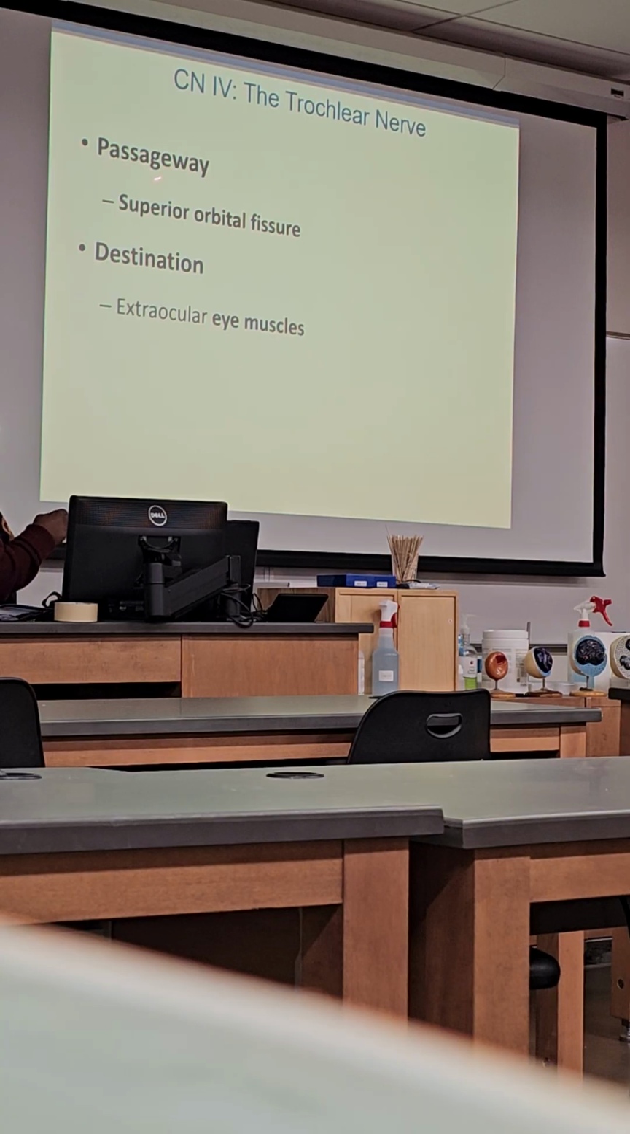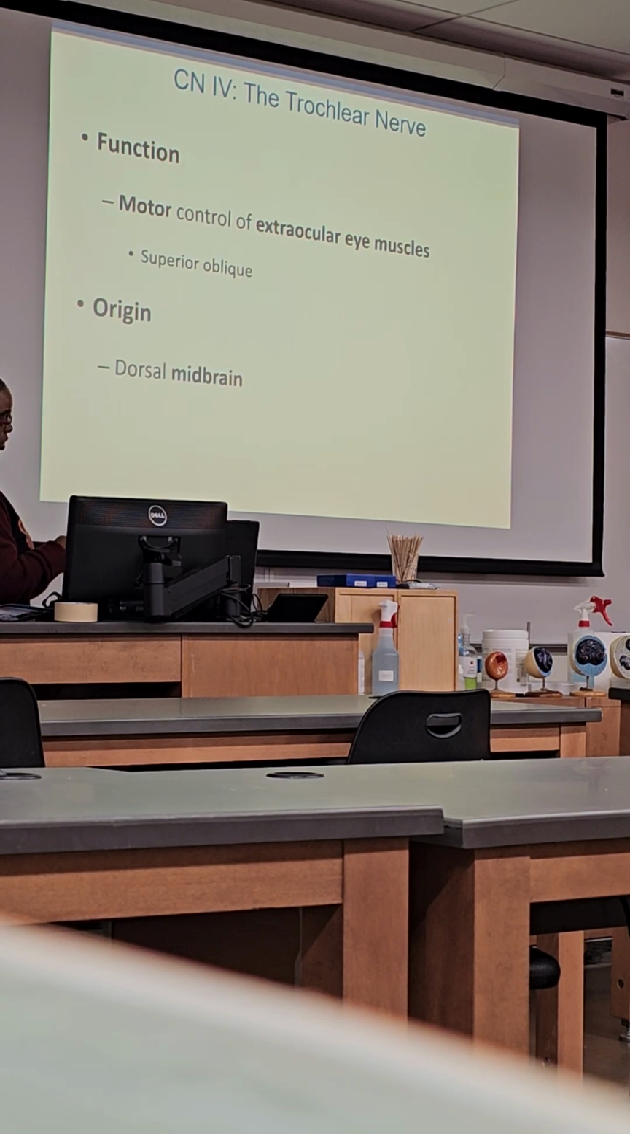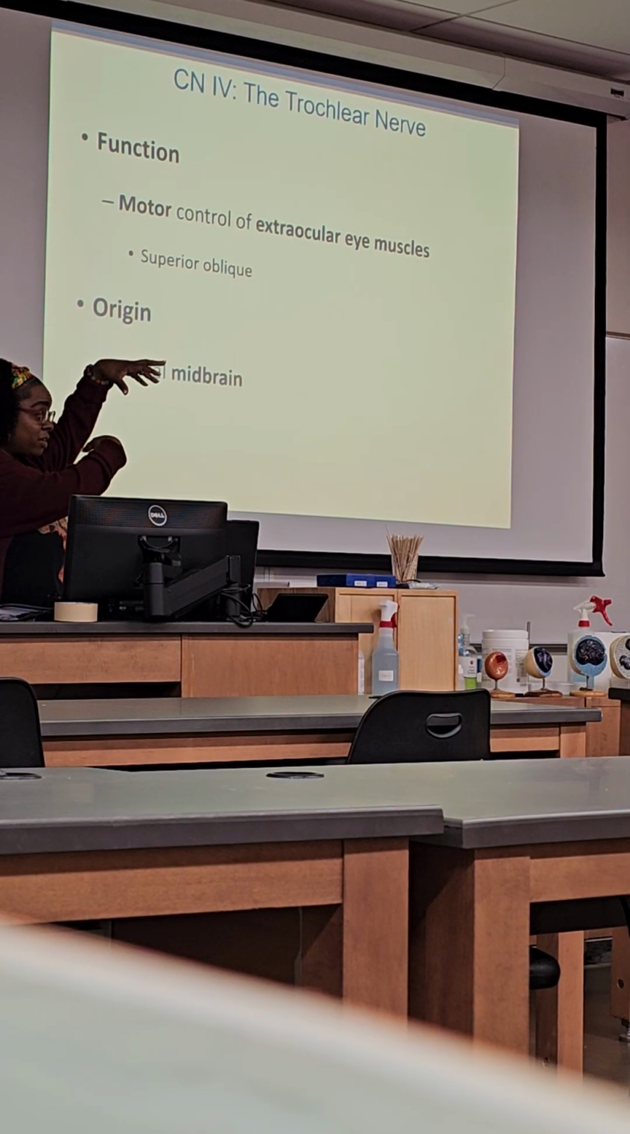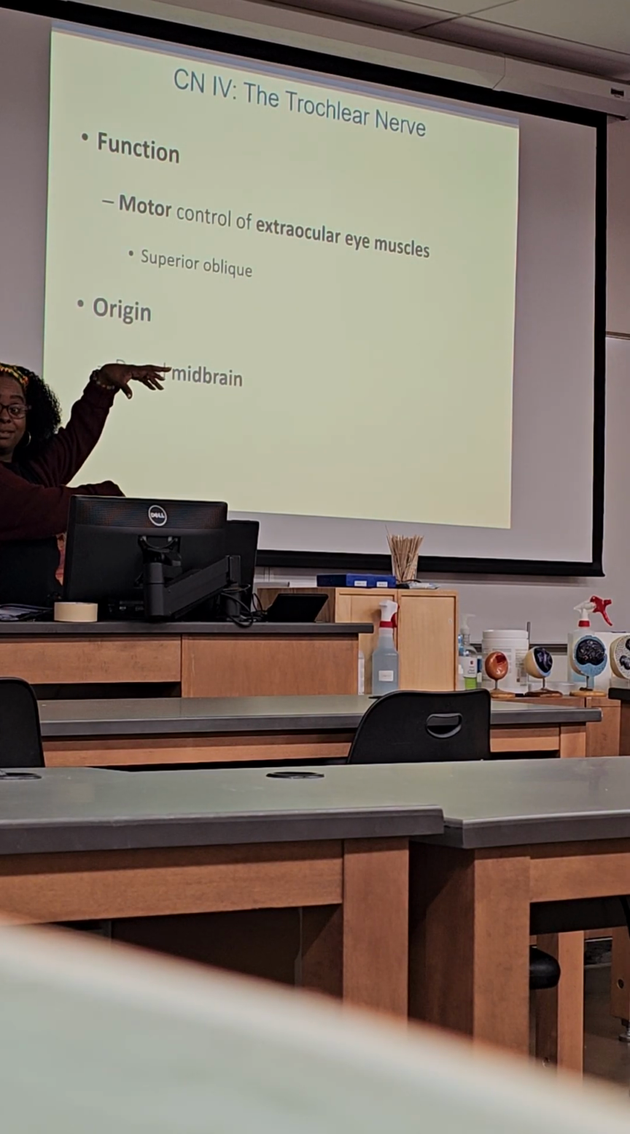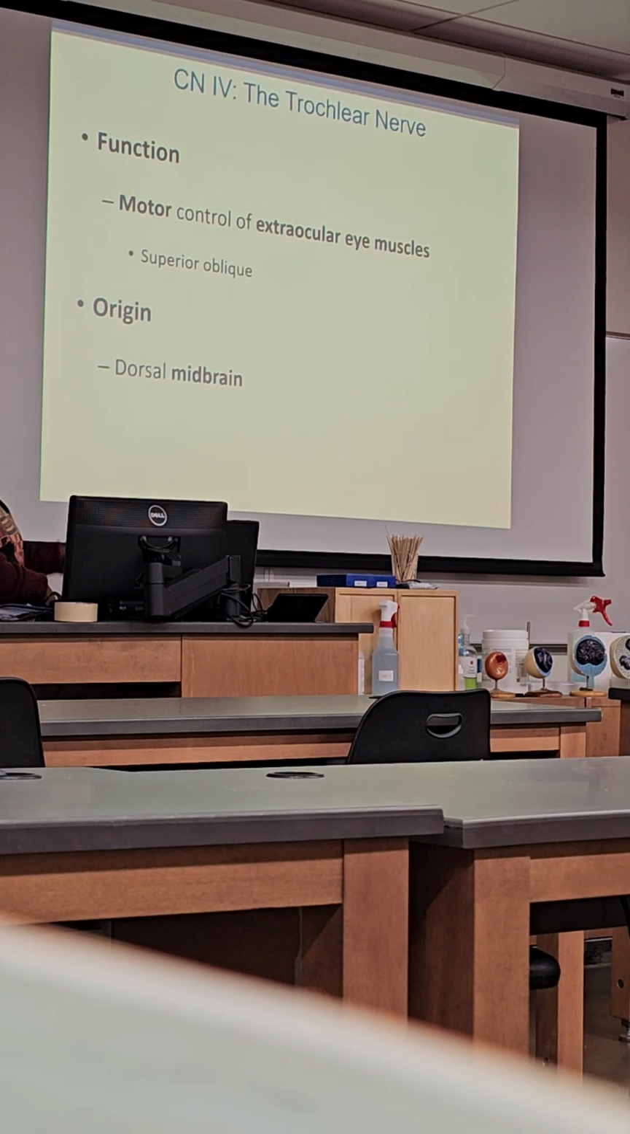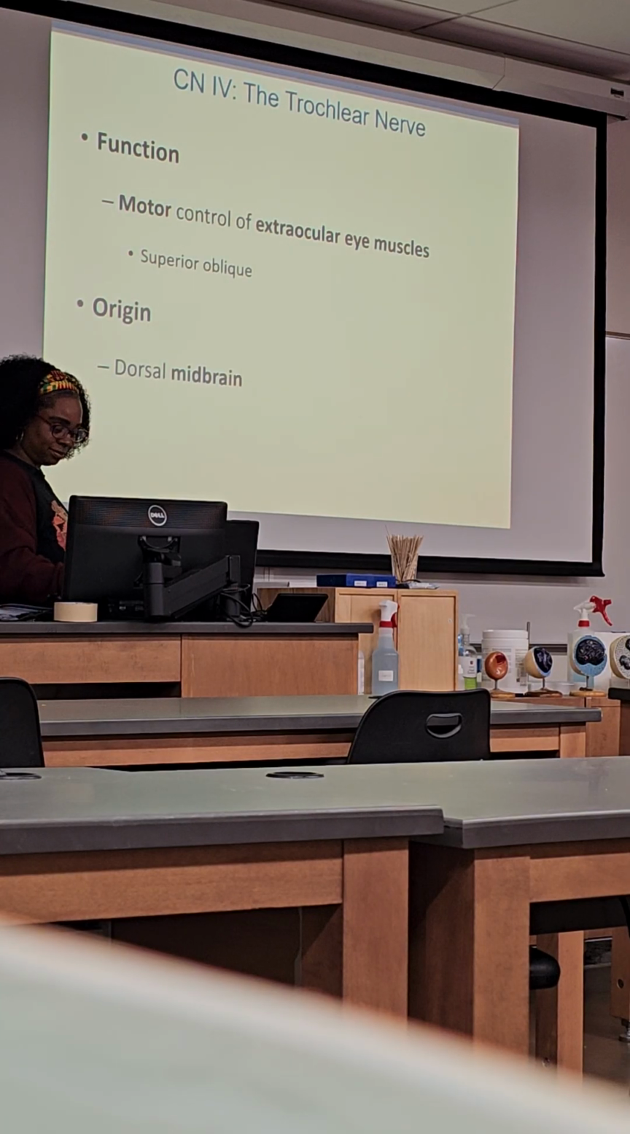So its axons travel from the midbrain through the superior orbital fissure to go and innervate the superior oblique. Innervate means sprinkle some neurotransmitter in the synaptic cleft so that it can then bind to the muscle and cause those sarcomeres to contract, to shorten.